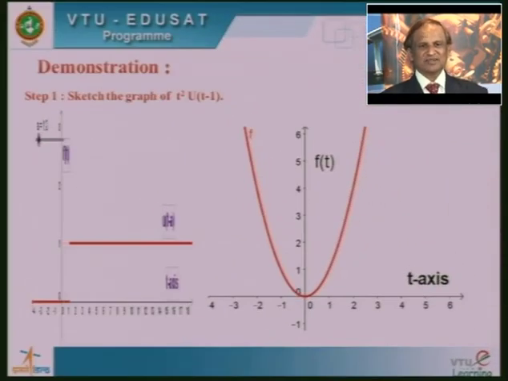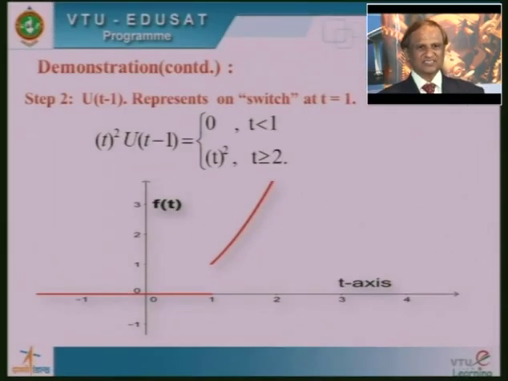You can take one more example. Say for example, y is equal to t square. I want to draw the curve of t square into u of t minus 1. Is it clear? Again, t minus 1 is a unit displaced function. Is it clear? Right? So, you can draw the graph of y is equal to t square. I hope we have obtained a red color graph. Multiply these two graphs. What is the resultant graph? Is it clear? Right? So, u of t minus 1 represents an on switch at t is equal to 1. It means at time t is equal to 1, it will be on, otherwise it will be off.